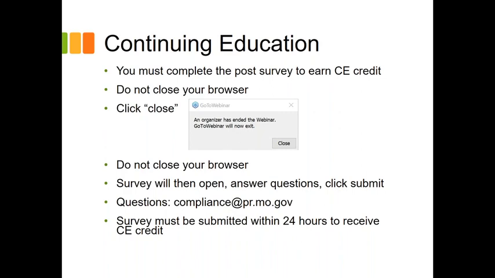If you do not receive the survey, and we understand some mobile devices, tablets, and phones may not automatically pop up, if you don't get those, you can email us at compliance@pr.mo.gov, and we will email you the questions. If we do that, you have 24 hours to get your answers back to us. And again, we will send out some type of email to you for credit. That email will probably not come for 2 to 3 days, so don't be expecting it today.